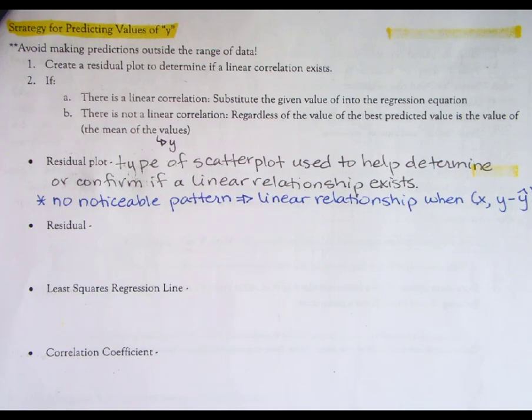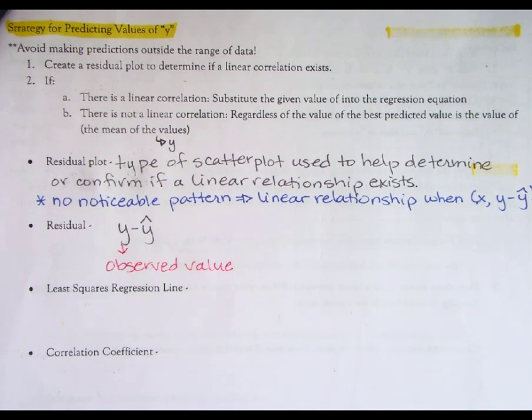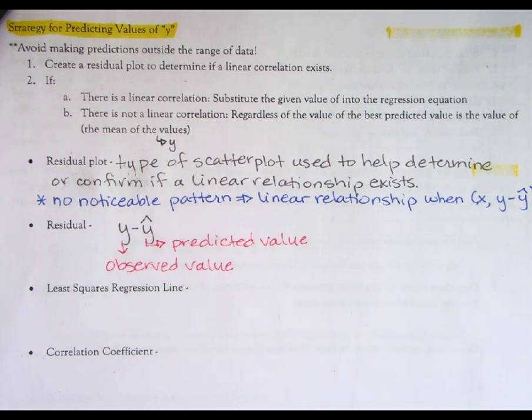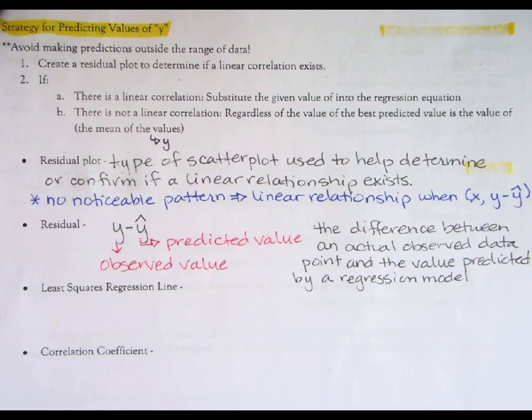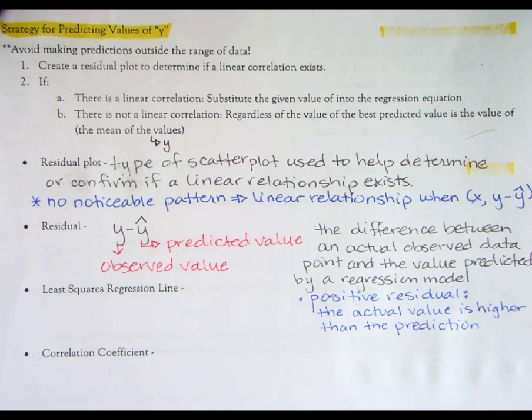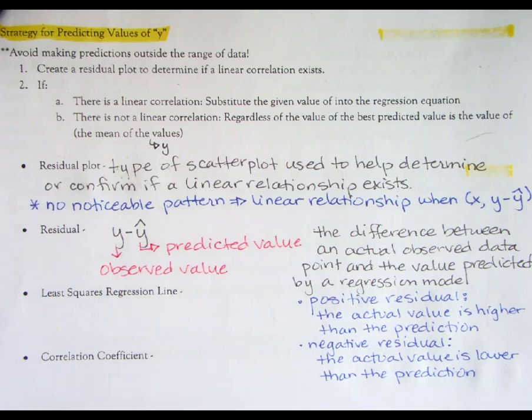The little y hat is what we call the predicted value, which brings us to what a residual is. y minus y hat, the difference between two values. The first value of y is the observed value, and the little y hat is the predicted value. A residual is just the difference between an actual observed data point and the value that is predicted by a regression model. A positive residual means the actual value is higher than the prediction, while a negative residual means the actual value is lower than the prediction.